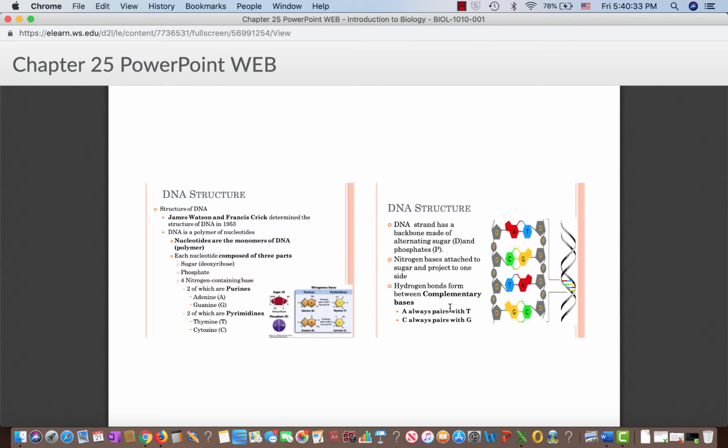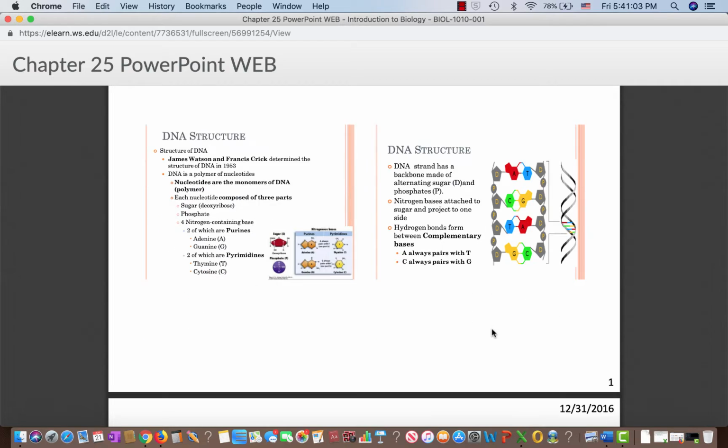And then you have to understand that A bonds to T and G bonds to C. So you can kind of think of it as the two curvy letters bond together and the two straight ones bond together. The only catch is, again, you have to remember in RNA, you swap out the T for a U. And these are hydrogen bonds that hold them together. You've got your phosphate backbone here, your sugar phosphate backbone, and then the rungs of the ladder are your nitrogenous bases held together with hydrogen bonding.